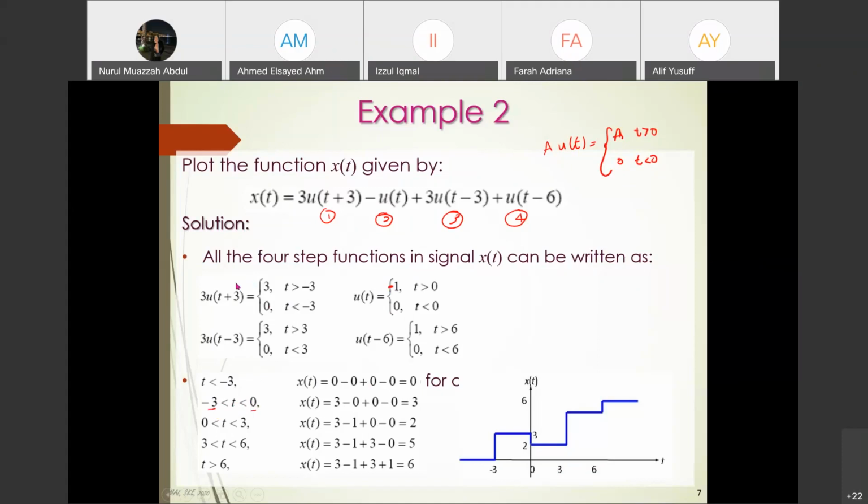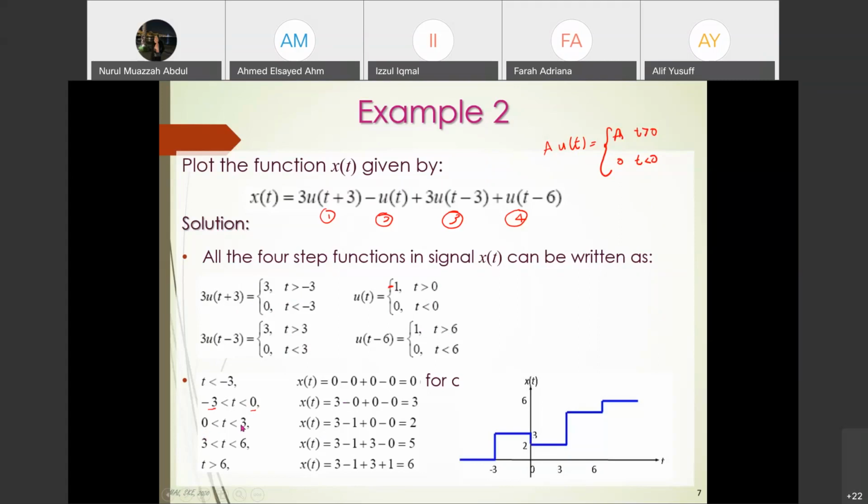So only one signal here has a value when t is bigger than negative three, which is three. So you put three here. The other signals still don't have value because they only have value when t is bigger than zero, bigger than three, and bigger than six respectively. So you put three here, equivalent to three.